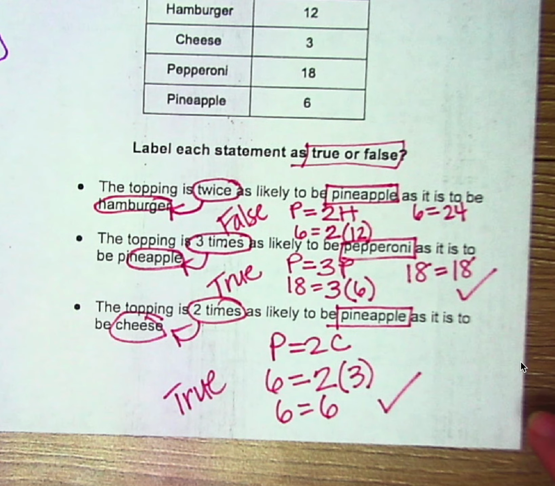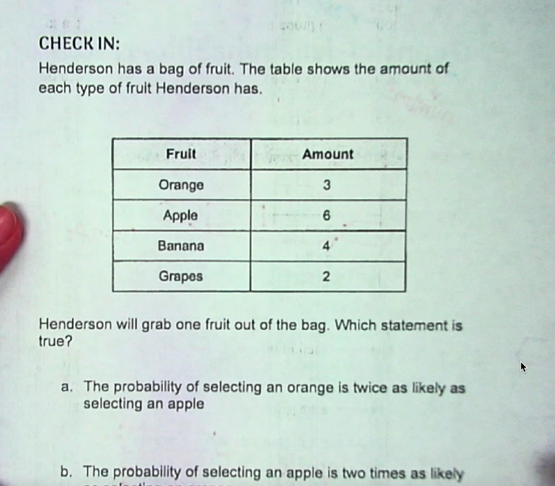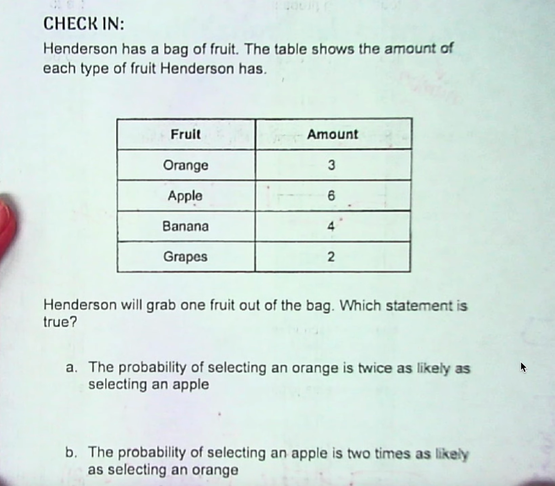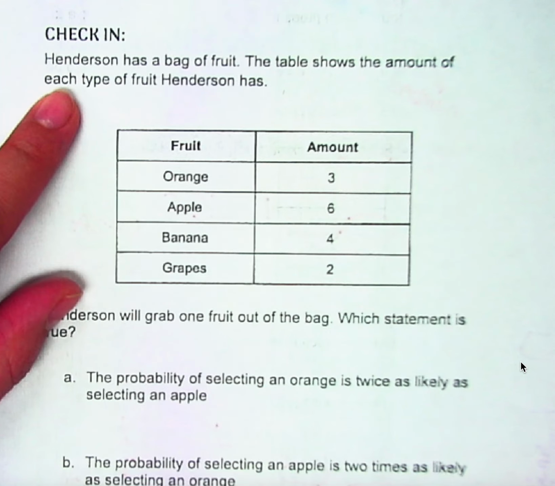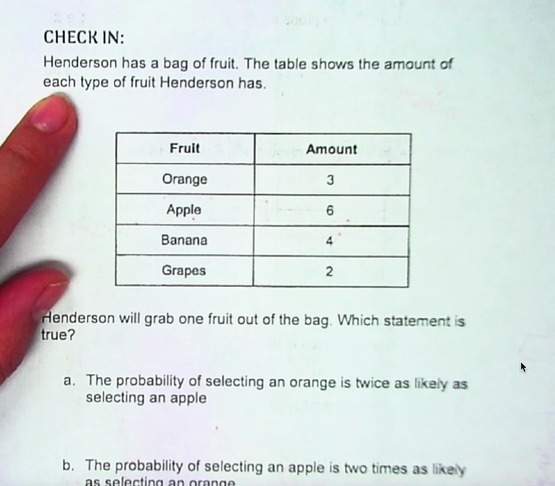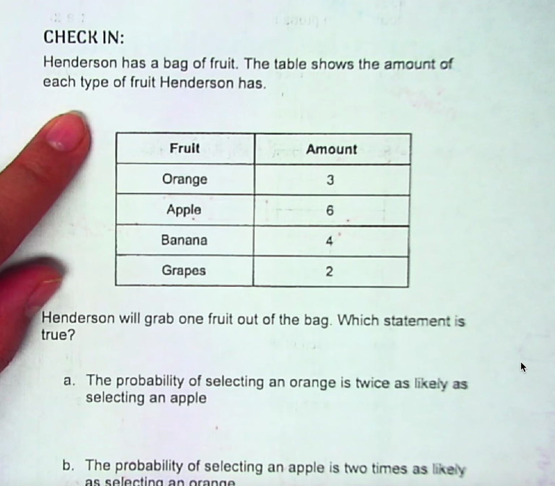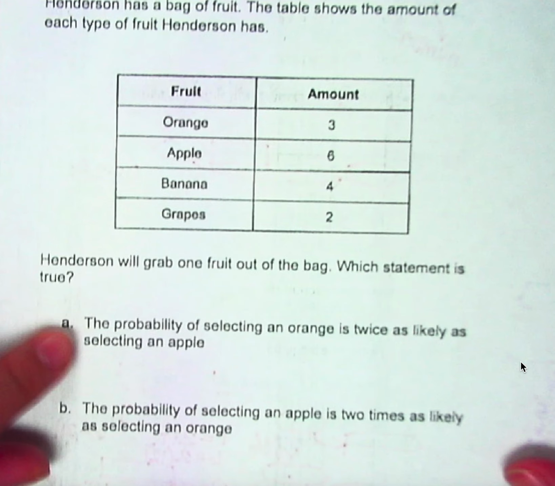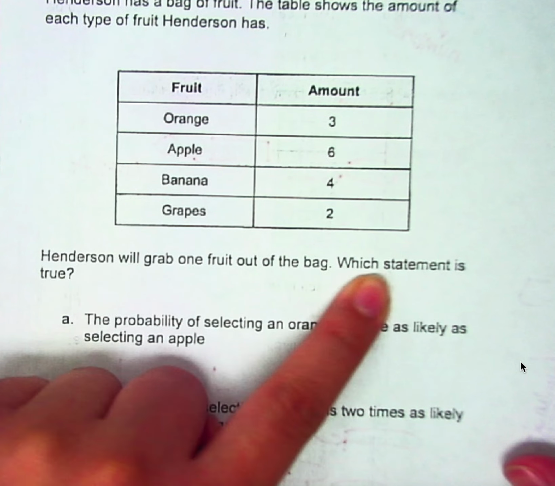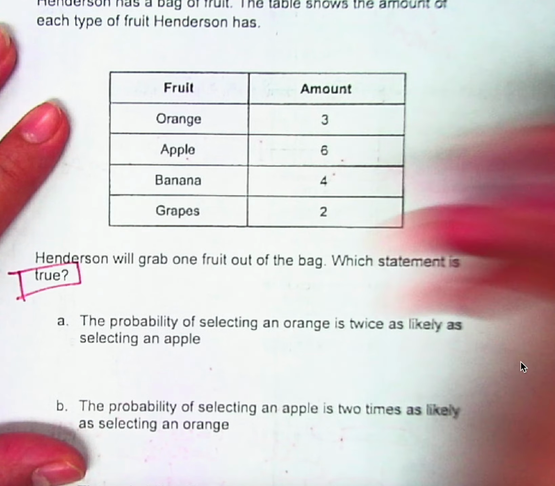Okay, make sure you have all this written. Pause the video if you need to write it. Turn it over on the back. Now I'm going to read this for you, but you are going to do it by yourself. Okay? So it says Henderson has a bag of fruit. The table shows the amount of each type of fruit Henderson has. Henderson will grab one fruit out of the bag. Which statement is true? Okay, I'm looking for true.